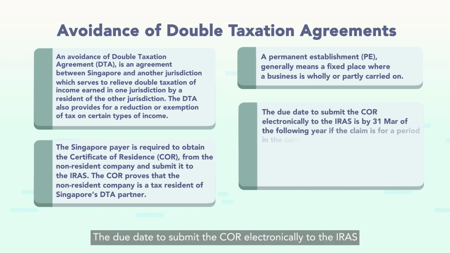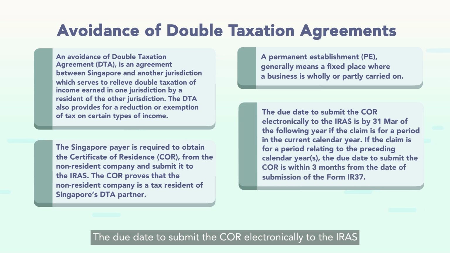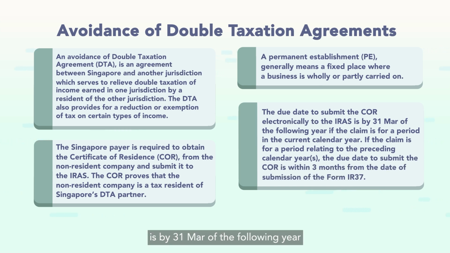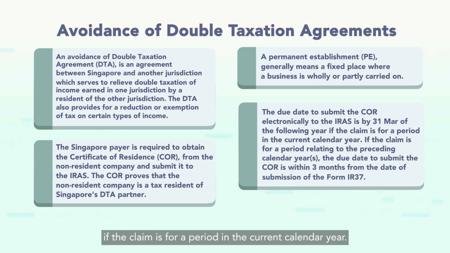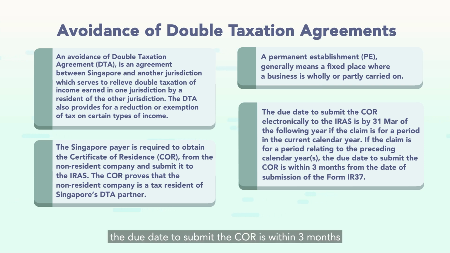The due date to submit the COR electronically to the IRAS is by 31st March of the following year if the claim is for a period in the current calendar year. If the claim is for a period relating to the preceding calendar year, the due date to submit the COR is within 3 months from the date of submission of the Form IR37.